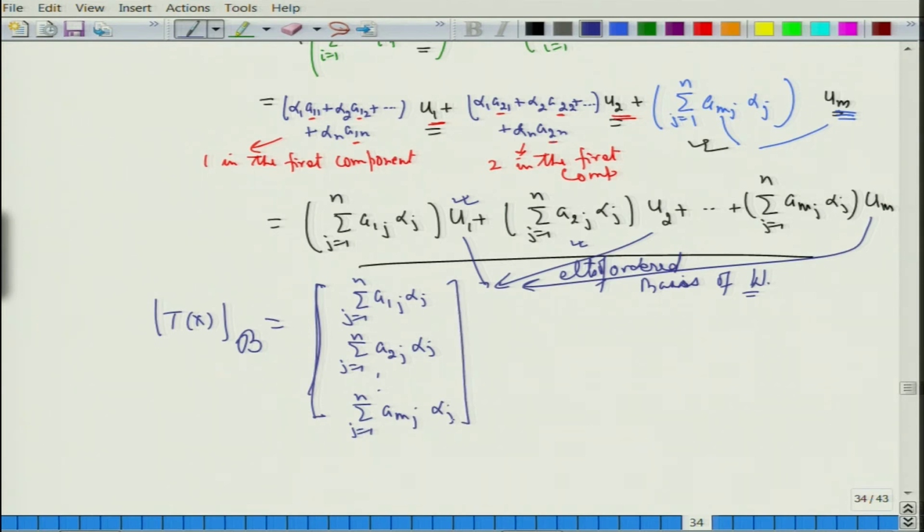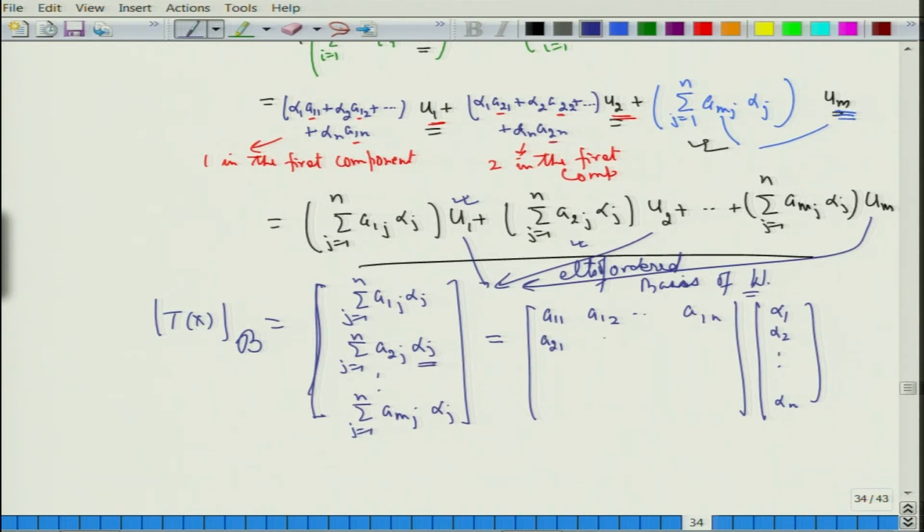All right, this is what I will get. So this is equal to, look at the matrix product: A11 alpha 1, A12 alpha 2, A13 alpha 3 till A1n alpha n. Look at this part: A21 alpha 1, A22 alpha 2, A2n alpha n, and similarly the last one is Am1 alpha 1, Am2 alpha 2, Amn alpha n. So I've got that T of x looks like this matrix times this.